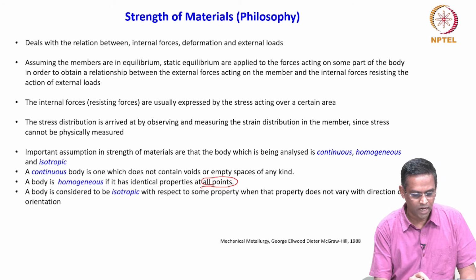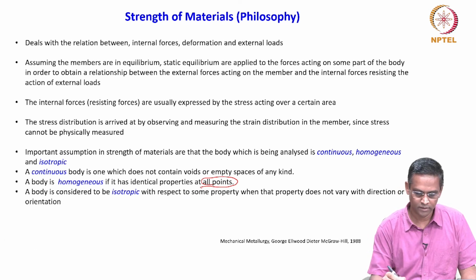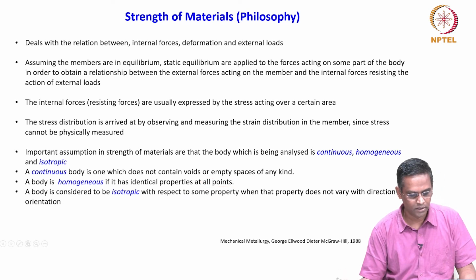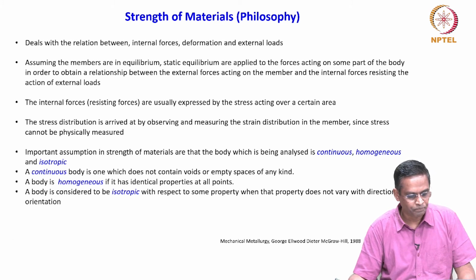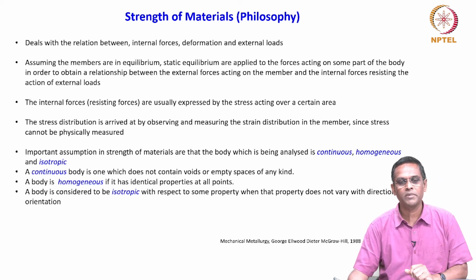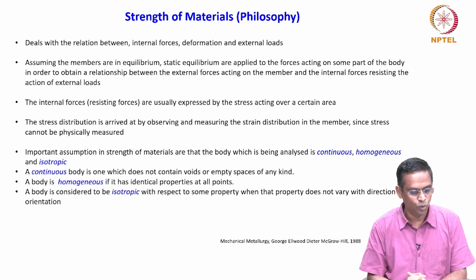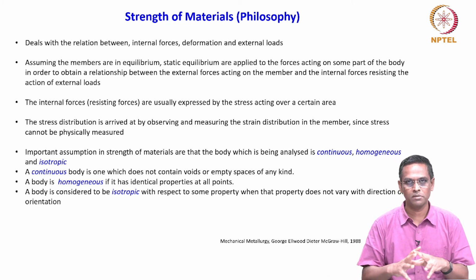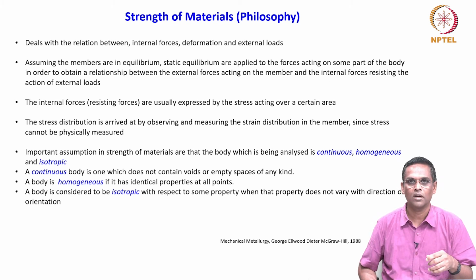A body is considered isotropic with respect to some property when that property does not vary with direction or orientation. So, directional nature. Okay. So, what strength of material tries to do is it makes some assumptions basically, like the material is continuous, homogeneous and isotropic and so on. Okay.